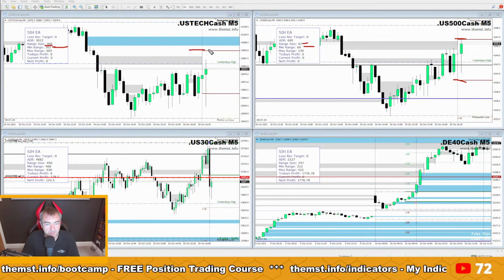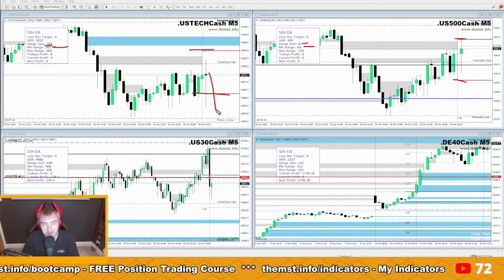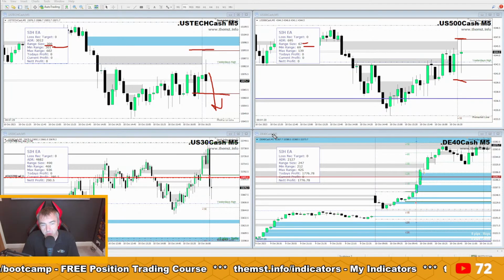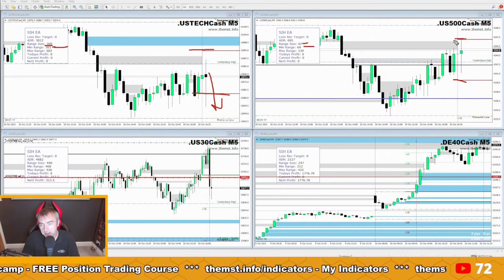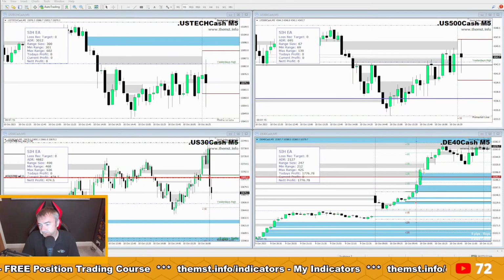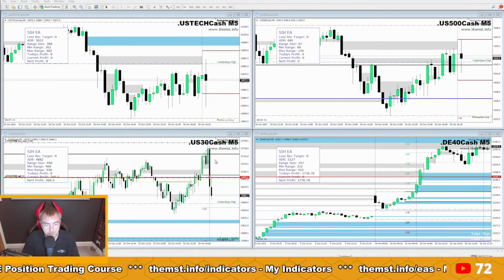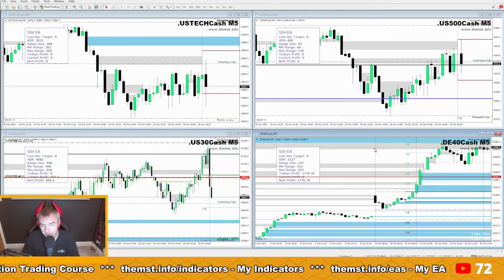If you have taken the 5-minute ORB with the opening range breakout EA, you're probably in that short. You're not in the S&P yet. Bit of a whippy open, isn't it? But looking bearish on the Dow, which is good.